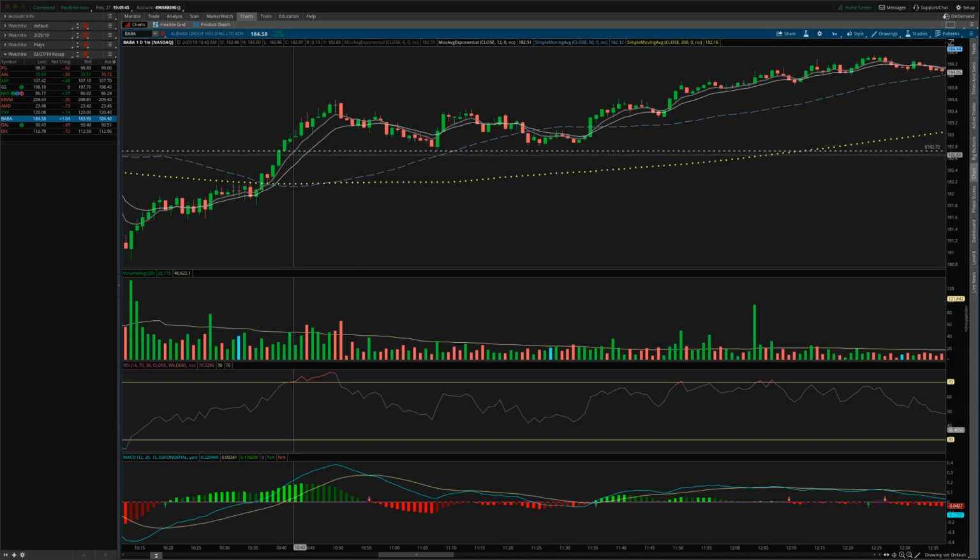So again, you are looking for confirmation. 2 green candlesticks, period. No red, no nothing, no testing. It has to do this, okay? Let me give you an example of false confirmation.